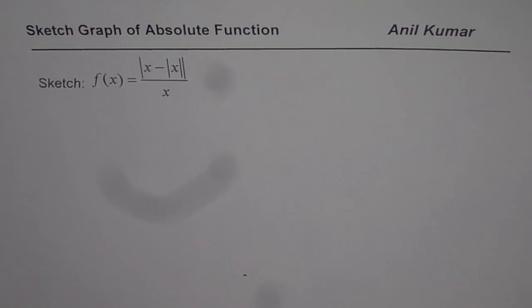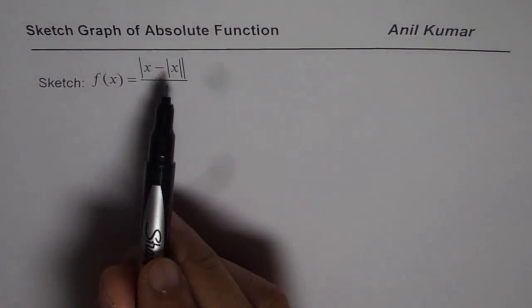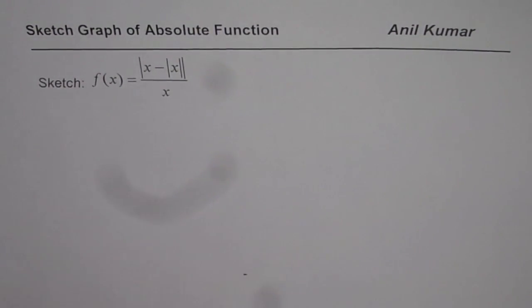The question here is, sketch f of x equals absolute value of x minus absolute x divided by x. Now this is a very interesting question. It has an absolute function within an absolute function. So let us first try to understand the function itself and then we will sketch it.